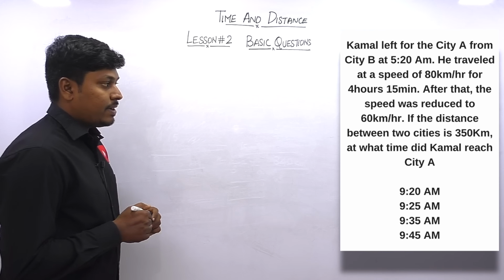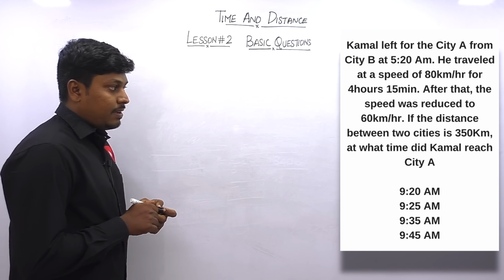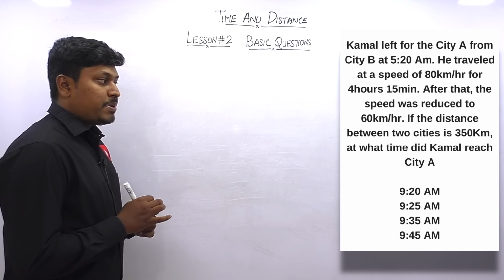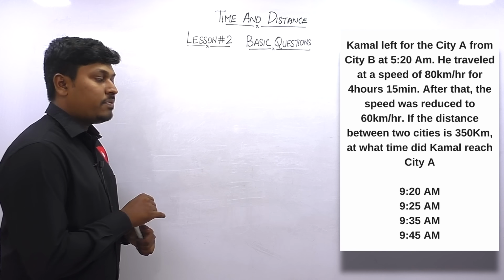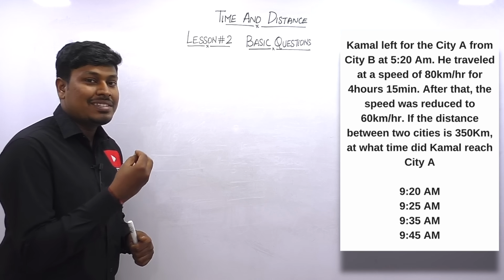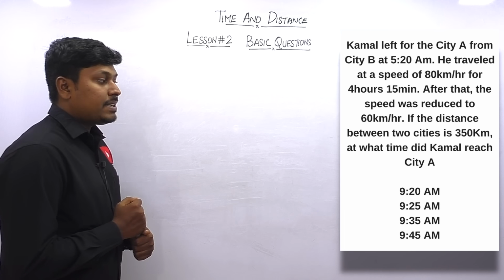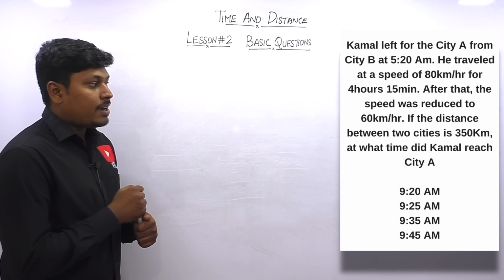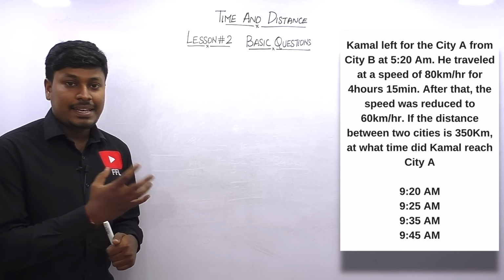Question number 5. Kamal left for city A from city B at 5:20 am. He travelled at the speed of 80 km per hour for 4 hours 15 minutes. After that, the speed was reduced to 60 km per hour. If the distance between the two cities is 350 km, at what time did Kamal reach city A?